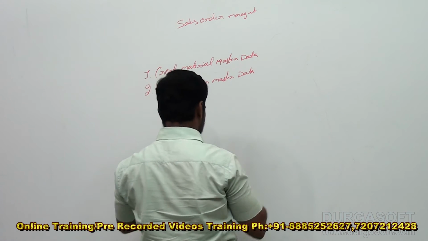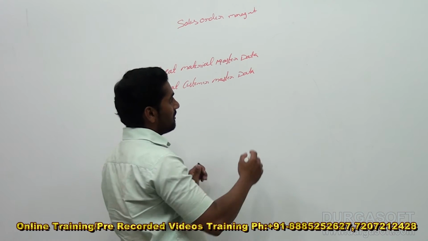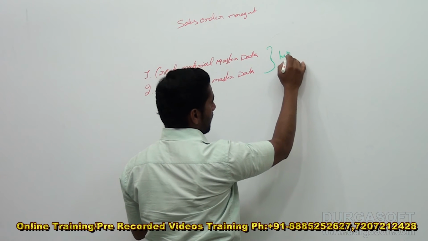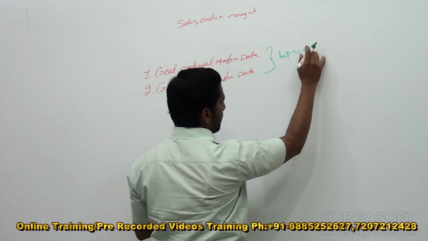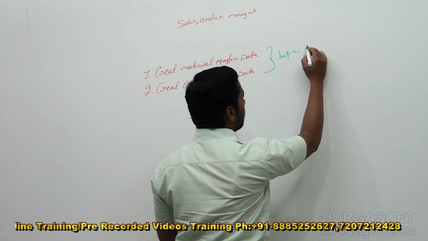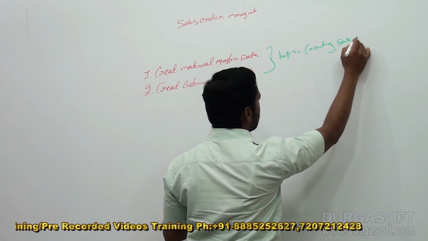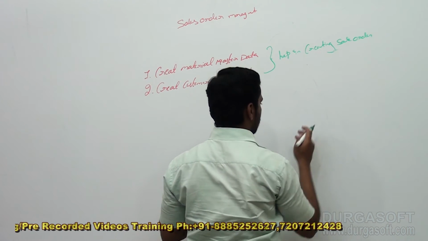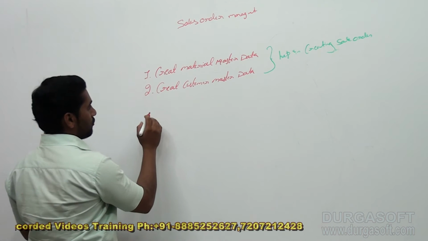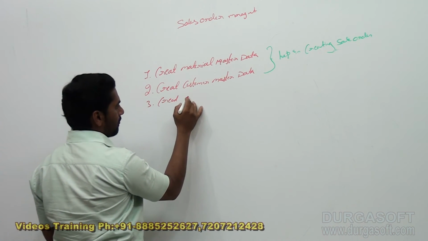When you create a sales order, these two will get those data. Okay, it helps in creating sales order. So once you've done these two steps, then we need to create a certain client.